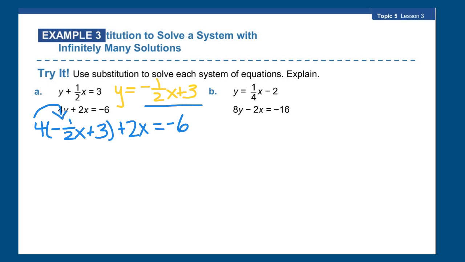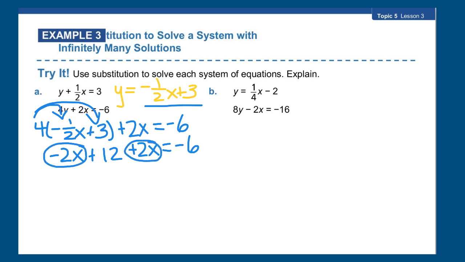I'm going to distribute. 4 times -1/2 x is -2x. 4 times 3 is 12. Copy, copy, copy. Notice if I combine like terms, those are going to cancel. And there is no value for x and y that is ever going to make that work. There is no solution.